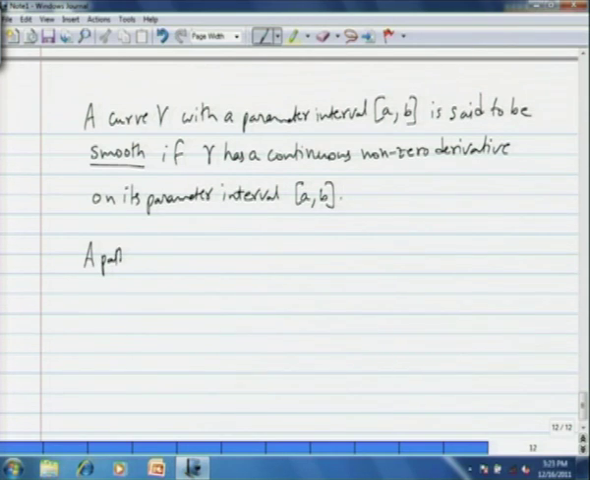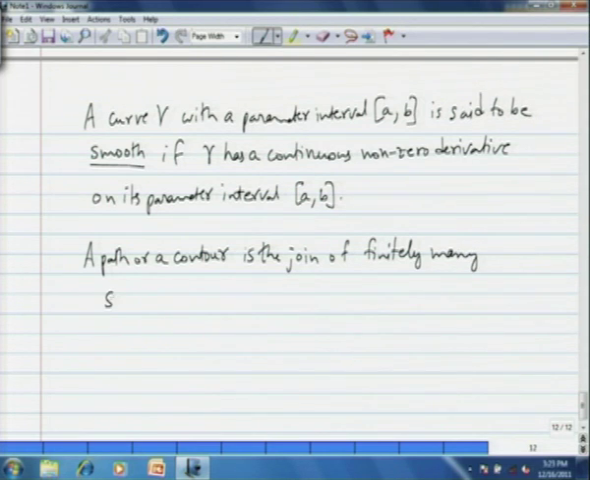And then we will define a path or a contour now. So, at last we have reached where we wanted to be. A path or a contour is the join of finitely many smooth curves. So, a contour is essentially the join of finitely many smooth curves.